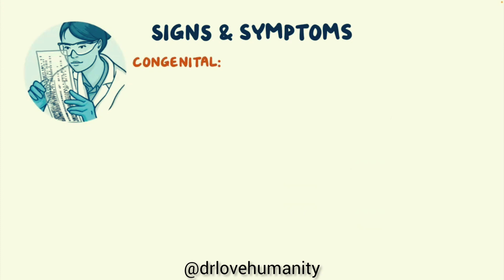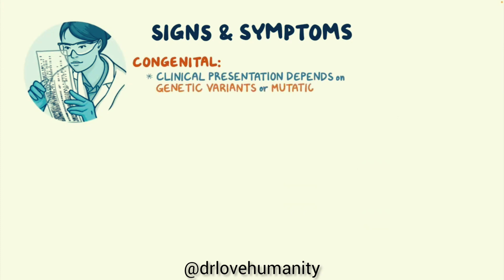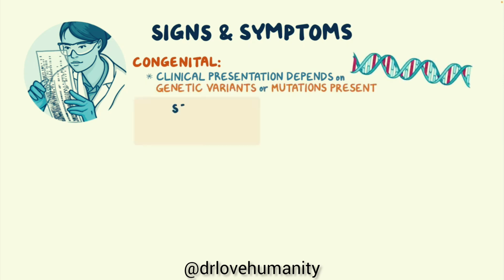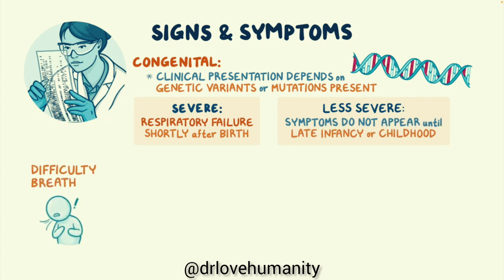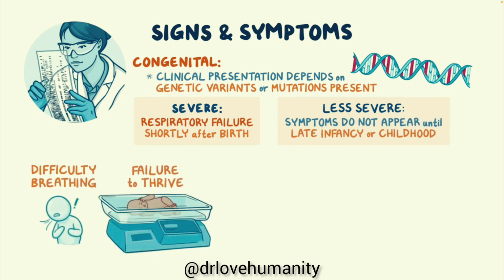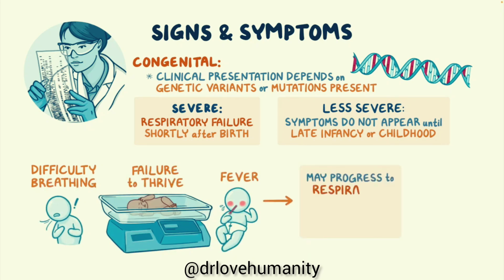In congenital PAP, the clinical presentation depends primarily on the genetic variants or mutations that are present. In severely affected patients, it can present with respiratory failure shortly after birth, whereas patients with less severe forms may have symptoms that do not appear until late infancy or childhood. Signs and symptoms may include difficulty breathing, failure to thrive, or systemic symptoms like fever. The disease may progress over time to respiratory failure depending on the gene involved.